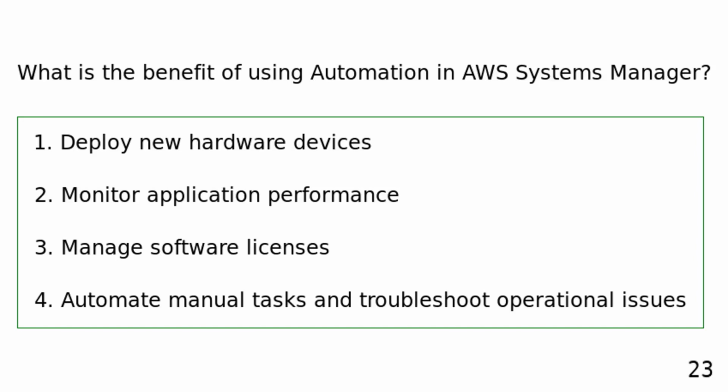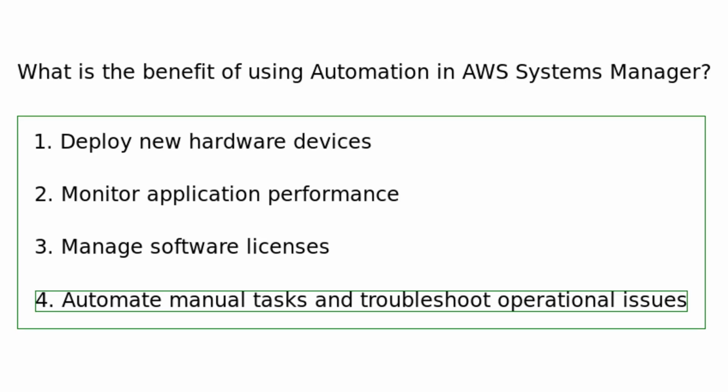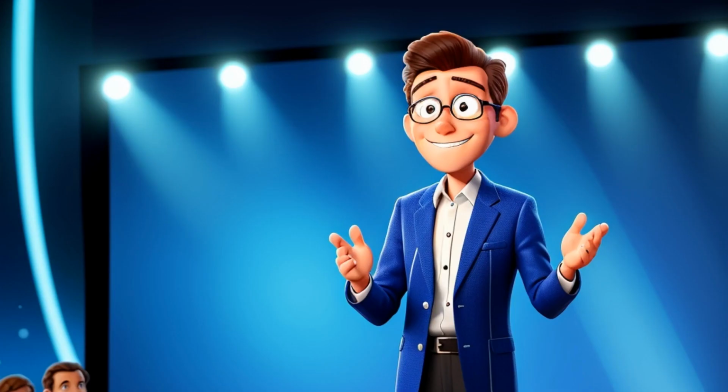What is the benefit of using automation in AWS Systems Manager? Deploy new hardware devices. Monitor application performance. Manage software licenses. Automate manual tasks and troubleshoot operational issues. Automation in AWS Systems Manager allows users to automate manual tasks and troubleshoot operational issues, improving operational efficiency and reducing manual errors.